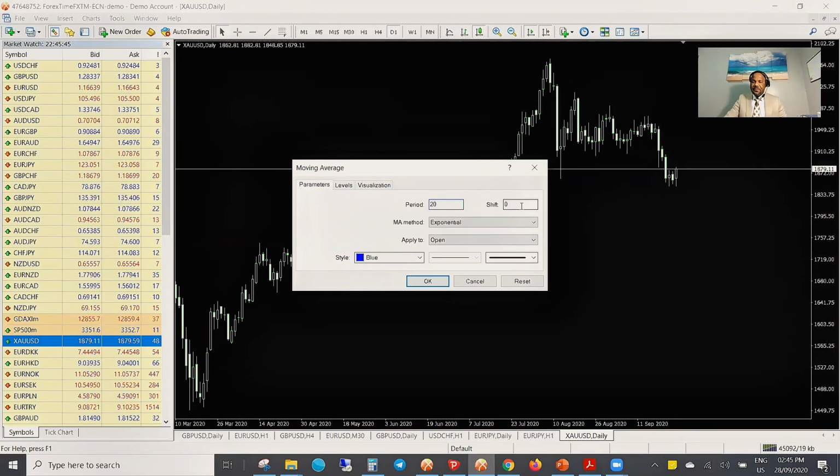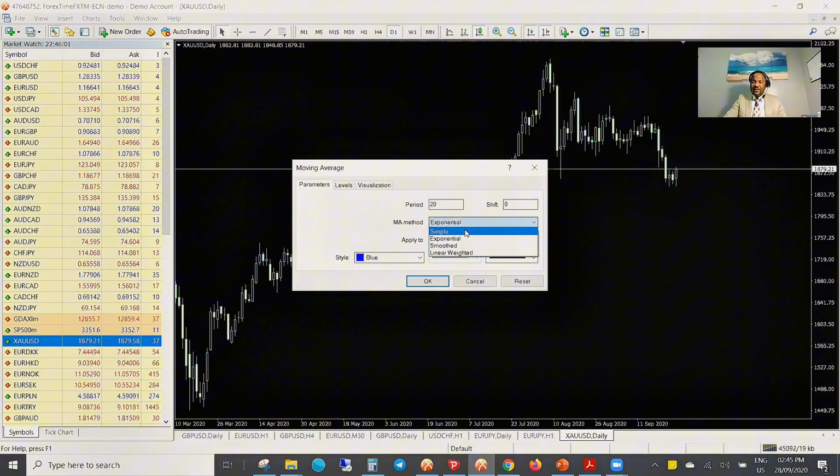That's period. Shift. Shift means that you should shift the indicator. Just always leave shift at 0. It doesn't matter. Now, MA method. MA method is the type of moving average you want. Which type of moving average do you want?